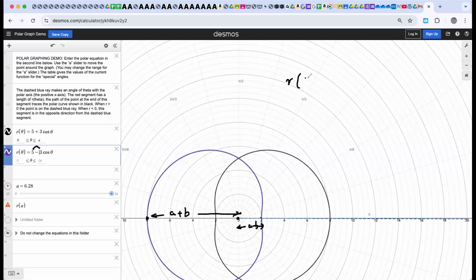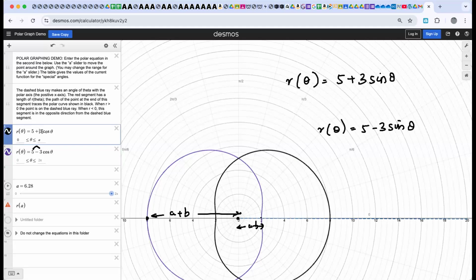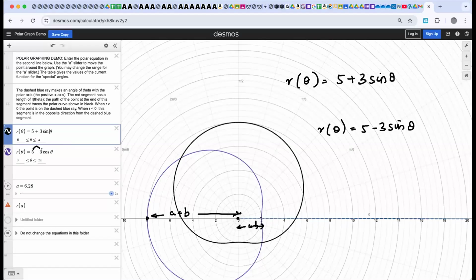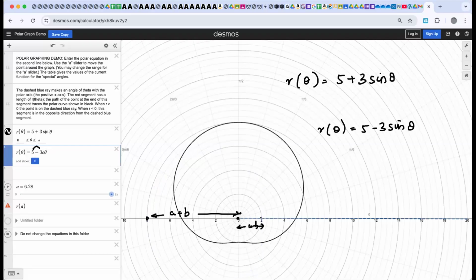So what would happen if I have r theta equal to 5 plus 3 sine theta, or r theta equal to 5 minus 3 sine theta? What would happen? Try. Just up and down. Yeah, that's all. But the thing is, you need to be careful about the 8 and 2. So if I change it to 5, let me change it and show you. Nitin, are you with me? Yeah. Okay, so 5 minus 3. If you're not understanding, stop. 5 minus 3. Do you see it?